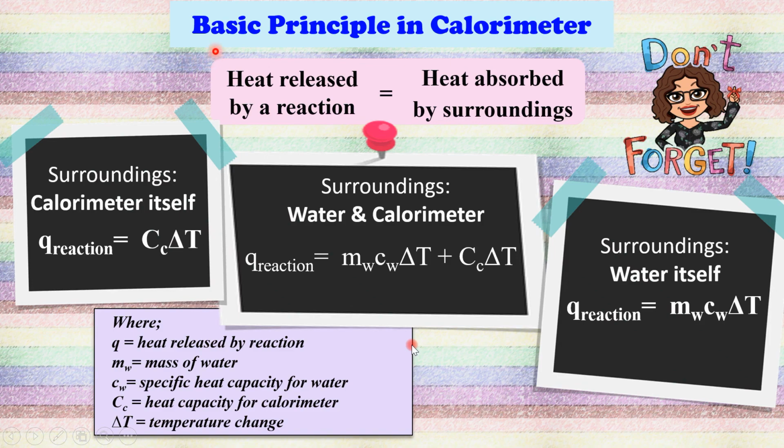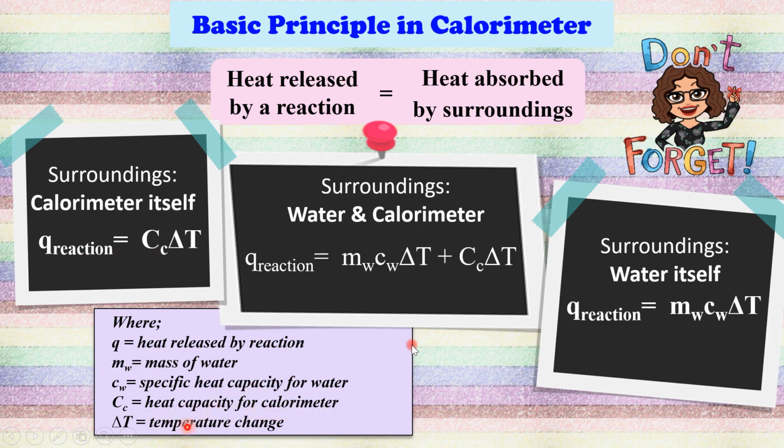So here is the very basic principle in calorimetry. The heat released by a reaction will be absorbed by the surroundings. The surroundings here could be the calorimeter itself. So therefore we will get this formula: q reaction equals C delta T, where C here refers to the heat capacity of the calorimeter.